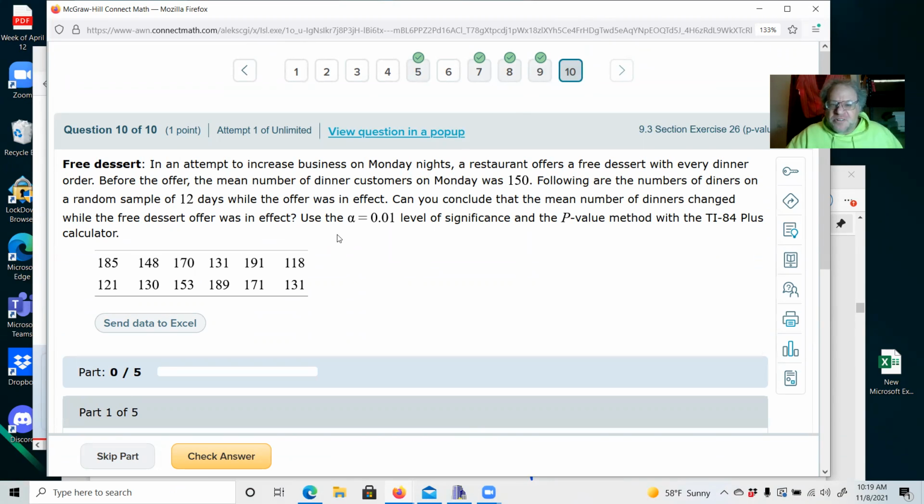This is a very similar problem. The reason I would do it rather than skip it and say we've done the last two is that I've put this one on a quiz as well. So we'll run through it and see what we get here.